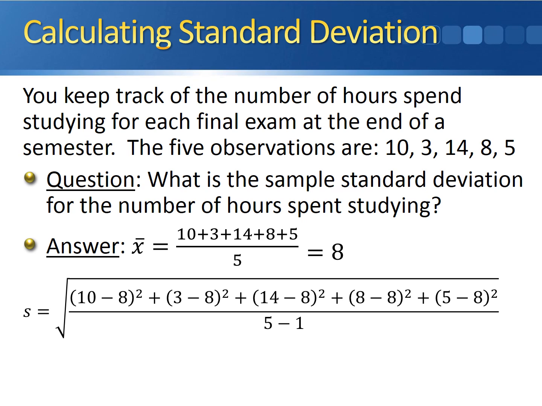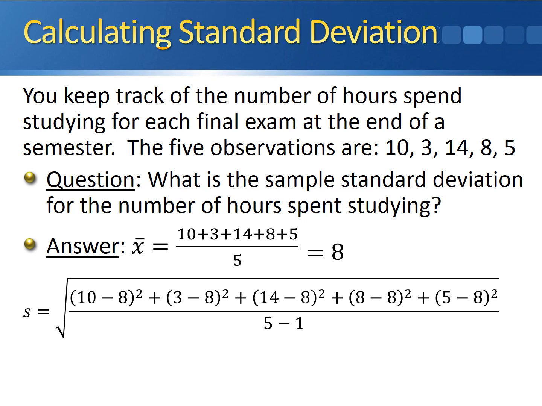Your next observation is 3. Sample mean is still 8, that doesn't change at all. 3 minus 8 gives you negative 5. Negative 5 squared is your next term. We do the same thing for 14. 14 minus 8 squared. Your next observation is going to be 8. 8 minus 8 squared. And your final observation is 5. 5 minus 8 squared. That finishes off the numerator.